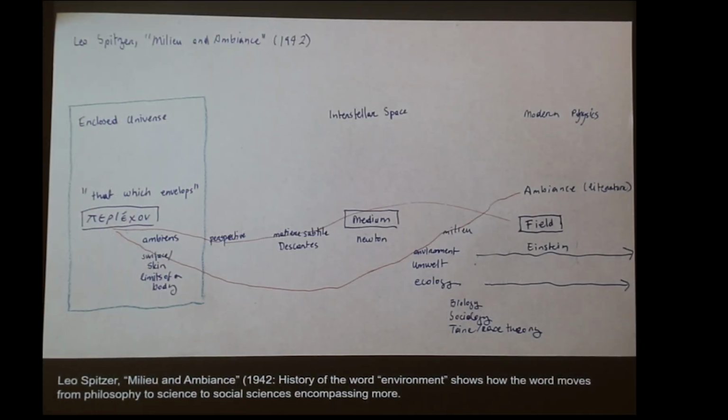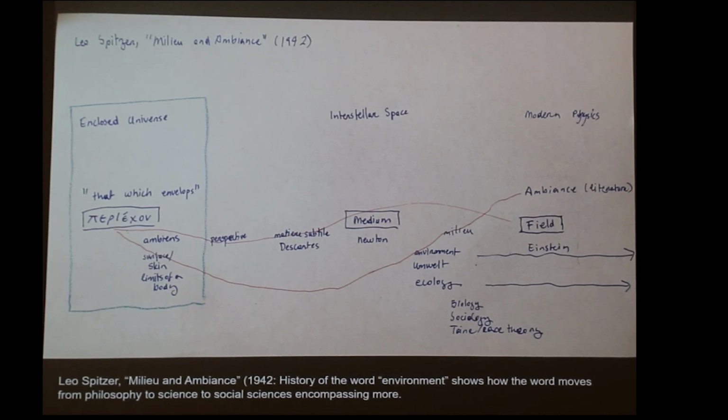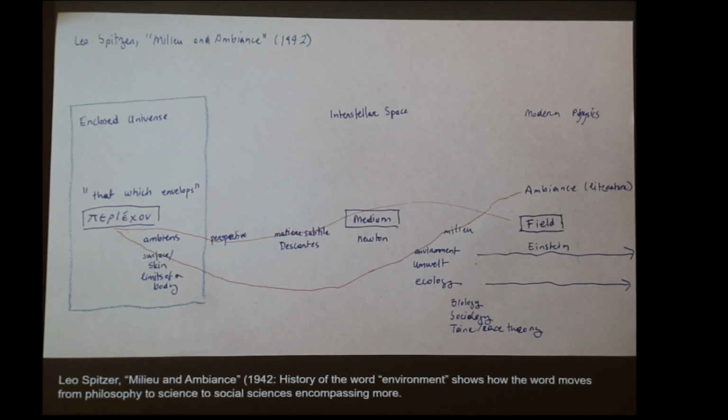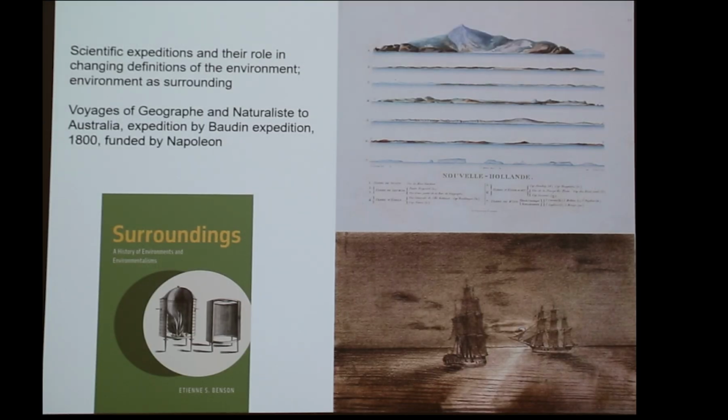So this is a philologist from early 20th century, Austrian philologist named Leo Spitzer. This is his work, one of his essays, Milieu and Ambience, and he traces these words all the way back to ancient Greek, to Roman, to Latin, to different languages. And as you see, the word throughout his essay moves from basic common language to philosophy, to science, and to social sciences, finally in the 19th century, encompassing more and suggesting other kind of branchings, like the word field, or like the word ecology, and even race theory.